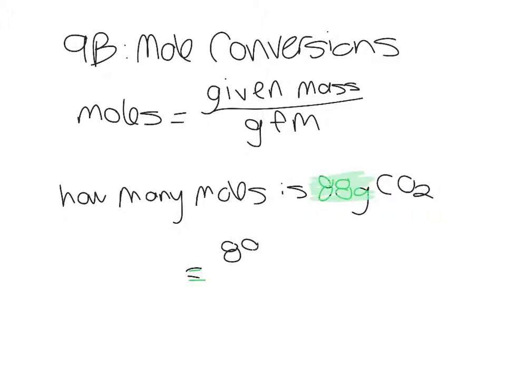So I have 88 grams, and I want to know how many moles. So moles would be my X. It's what I'm looking for. Gram formula mass is the mass of carbon dioxide according to my periodic table. So carbon weighs 12 and oxygen weighs 16, but there's 2 of them, so it's 44 total. So if 1 mole weighs 44, but I have 88 grams, the number of moles I have is 2.